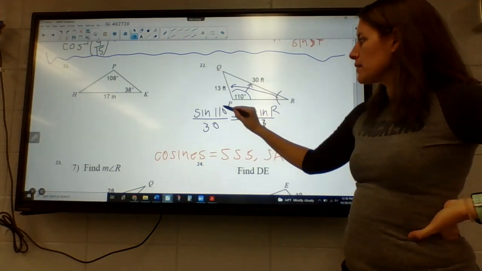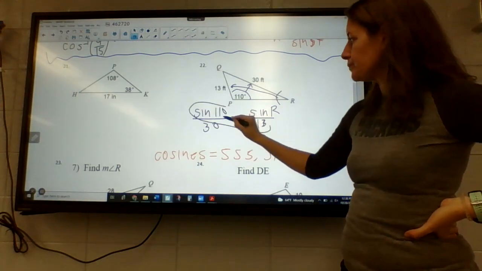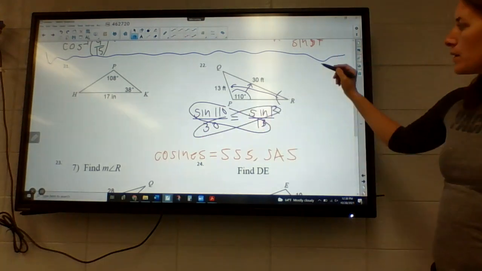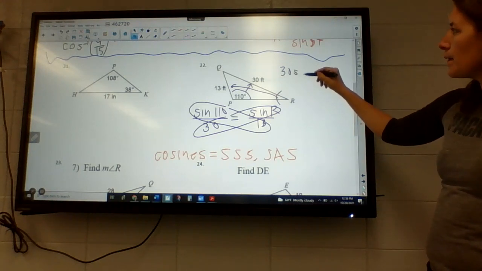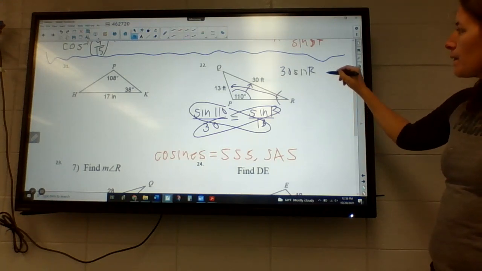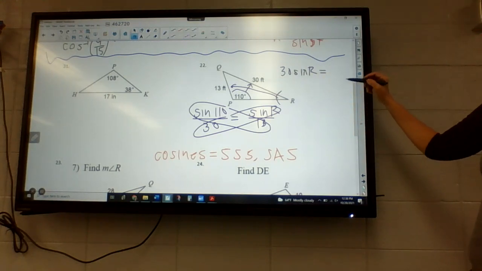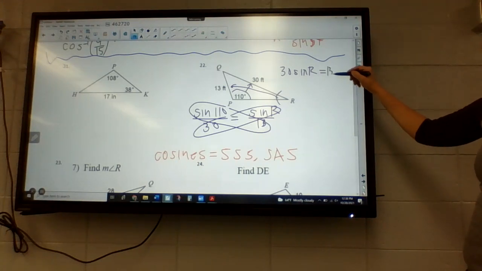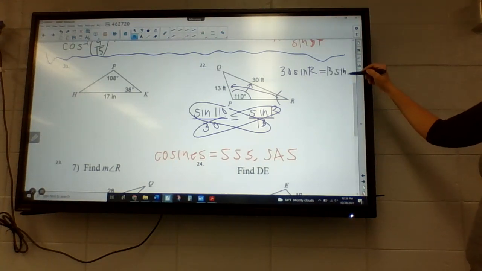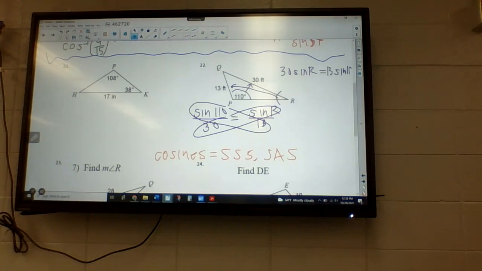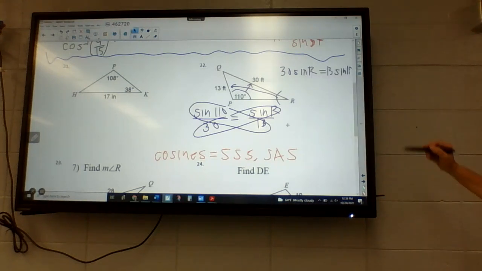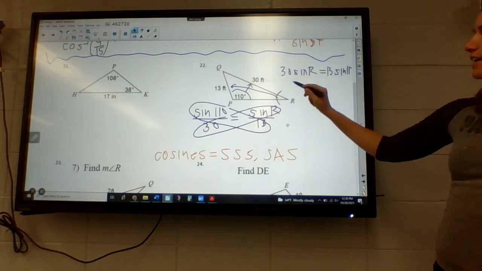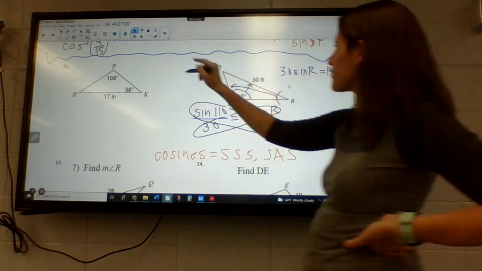So we're going to cross multiply here. So we have 30 sine of R equals 13 times the sine of 110. I'm running out of space. Must be 110 there. All right, so then to get sine of R alone, I'm going to divide by 30.